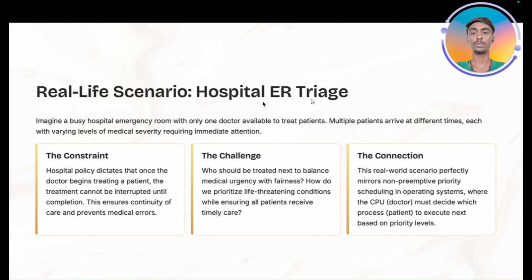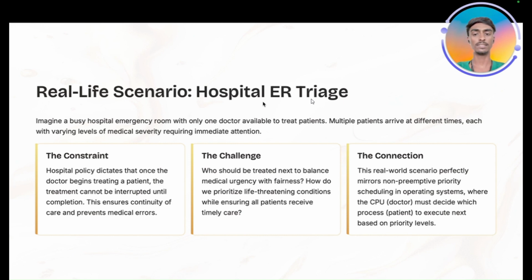This is the real-life scenario, the hospital ER triage. Imagine a hospital emergency room with only one doctor available. Patients arrive with different levels of urgency, some stable and some critical. The constraint here is that once the doctor starts treating a patient, they must finish before moving to another. This ensures no errors, just like non-preemption in the CPU. The challenge is deciding who should be treated first and who next, balancing fairness and medical urgency.